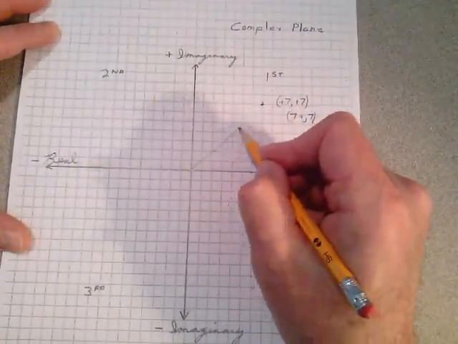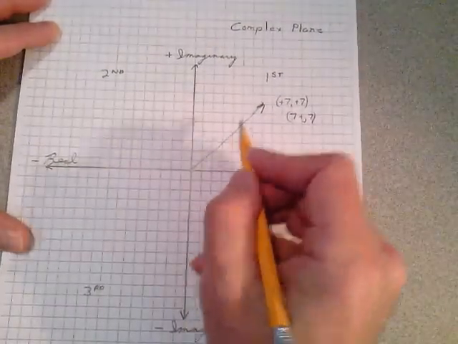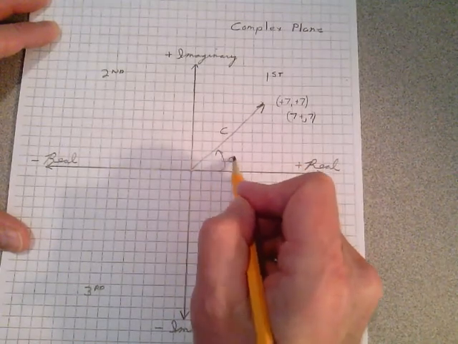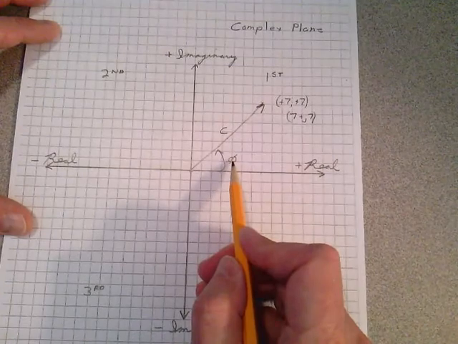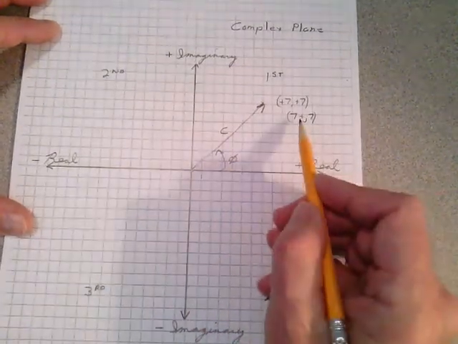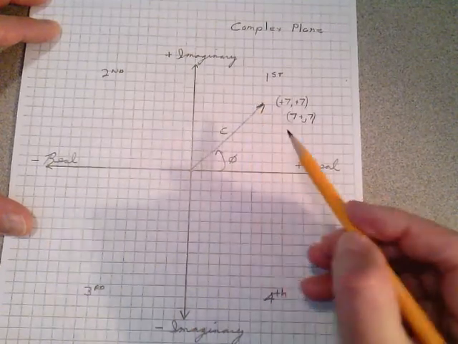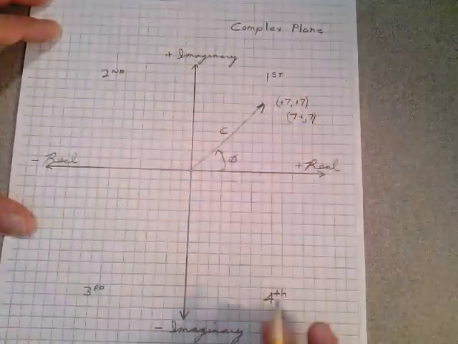Or we can have a vector coming out here like this, and we can represent it as a magnitude, c, at some angle phi. And you can just use your trig relationships to come up with the value of c and the value of phi, if you know that this real distance is 7, and this imaginary distance is also 7.